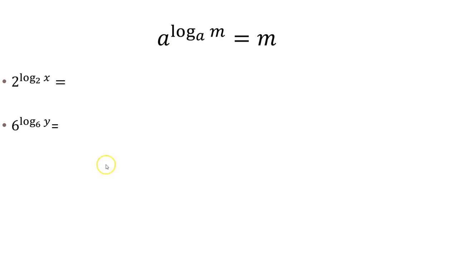Now, if we have a base raised to the power log base a of some answer, that equals the answer. Basically, we have an exponential canceling out the logarithmic. These are inverse functions. So 2 raised to the log base 2 of x simply equals x. And if we have 6 raised to the log base 6 of y, that's just going to equal y.